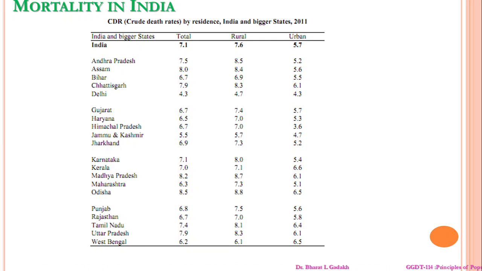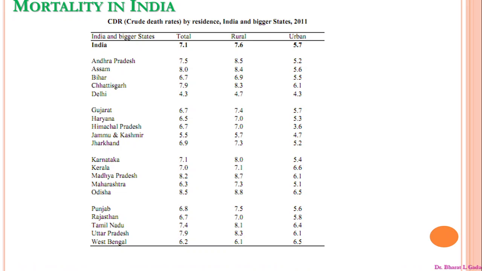Now in Haryana the rural area is 7% and the urban area 5.3%, and the total CDR is 6.5%. Now here we will discuss the next state, Himachal Pradesh. Himachal Pradesh total is 6.7, rural area 7.0 and urban area 3.6. Jammu and Kashmir total is 5.5, rural 5.7 and urban 4.7. Jharkhand is 6.9, rural area 7.3 and urban 5.2.